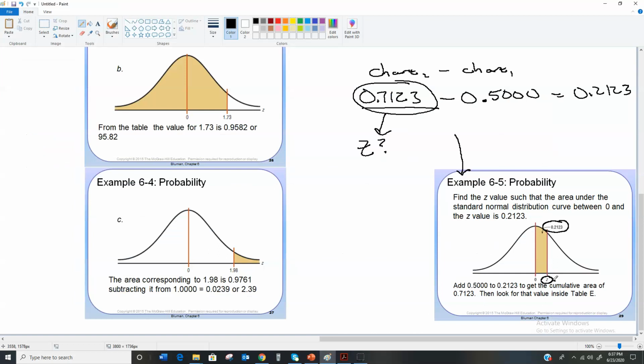So 0.56 would be the value that we would need for this one. We're saying this z value would be 0.56. So 0 would give us 0.5. 0.56 would have gotten us 0.7123. And if we subtracted those, we'd get that.